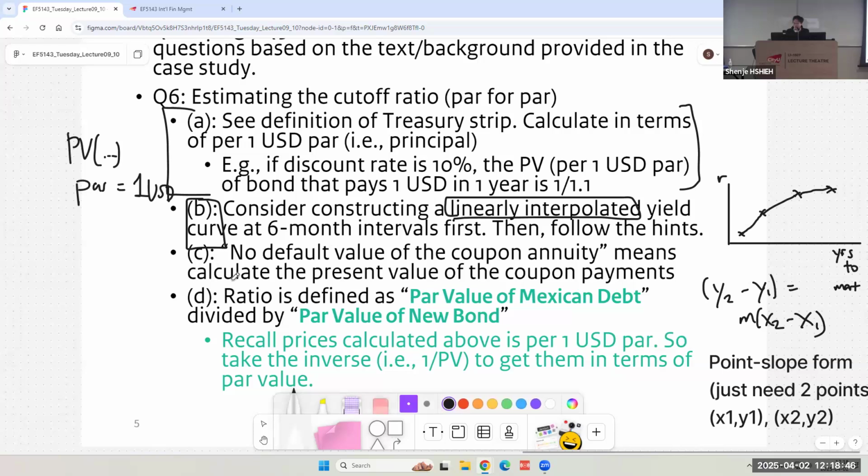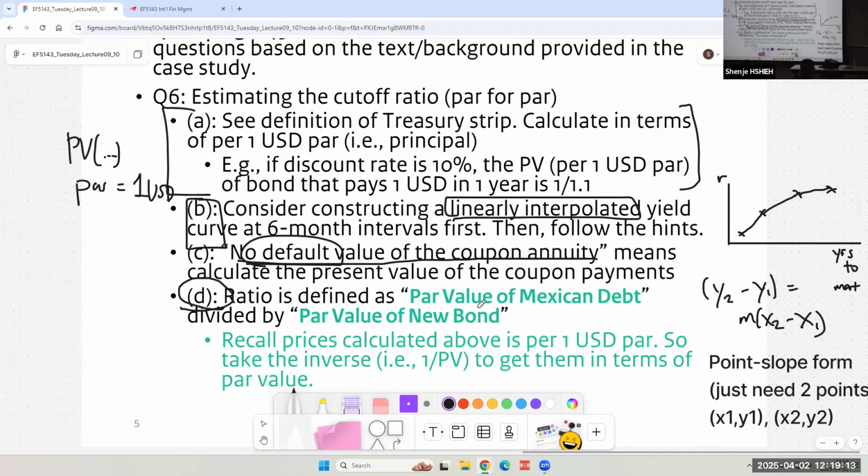All right. Part C will ask you to calculate the no default value of the coupon annuity. No default just means assume there's no cessation of interest payments until maturity. Don't even consider default risk. Just assume that the coupon payments will keep going until the end of the maturity, including the final payment. So just assume there's no bankruptcy.